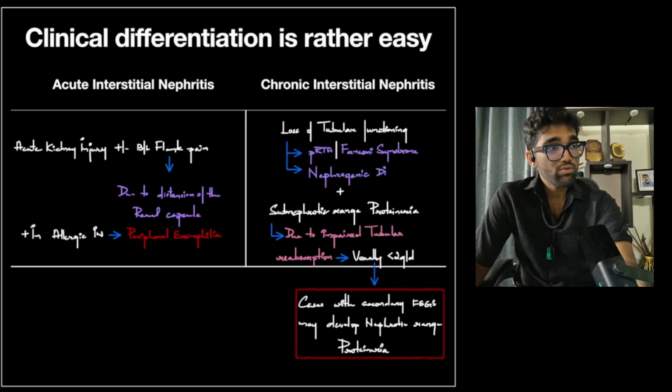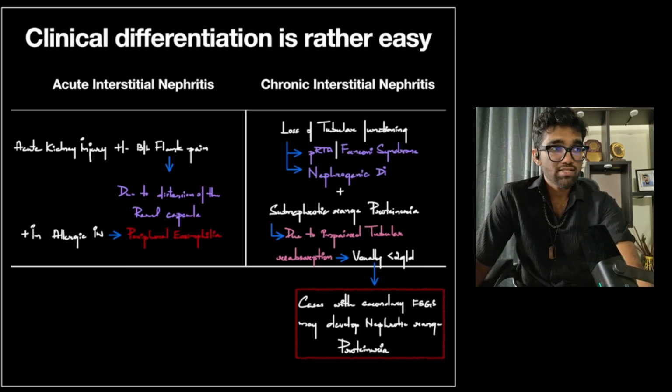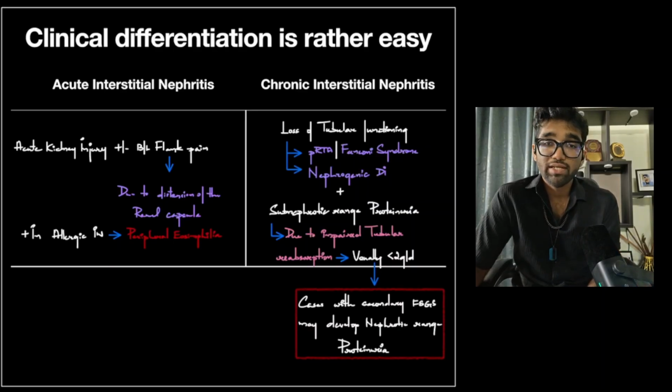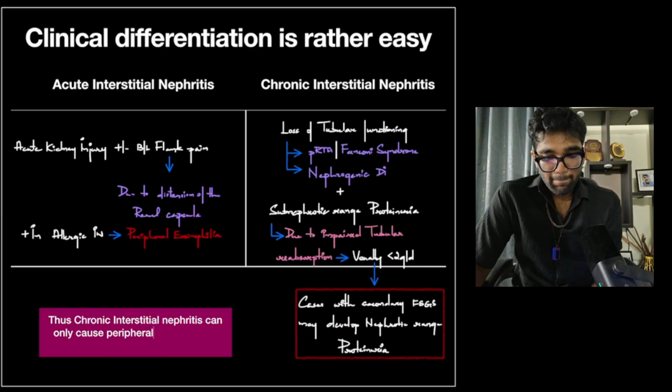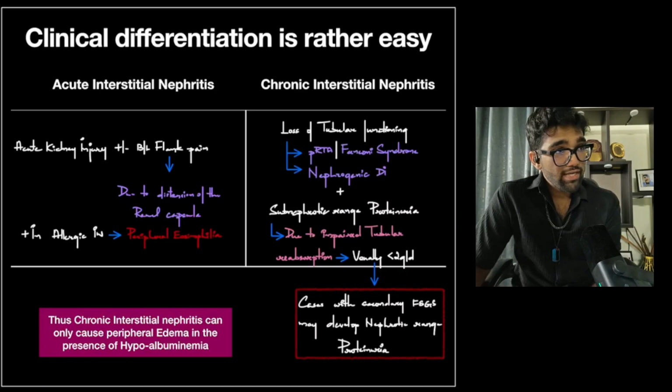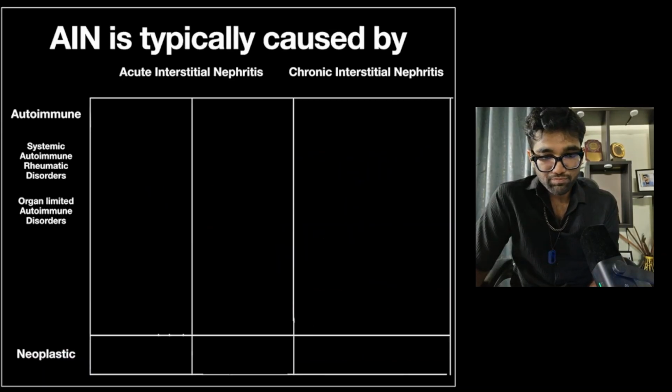Whereas in cases of acute interstitial nephritis, obviously we've discussed this under our causes of oliguric renal failure, this is due to decrease in urine output, resulting in an increase in total body water that subsequently causes a peripheral edema. Yes, so therefore, chronic interstitial nephritis can only cause peripheral edema in the presence of hypoalbuminemia. Otherwise, it is not a valid explanation for peripheral edema.